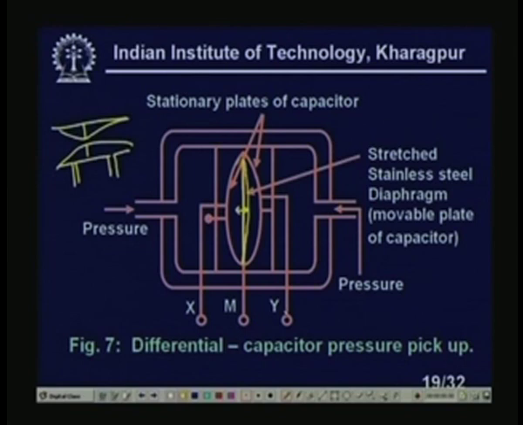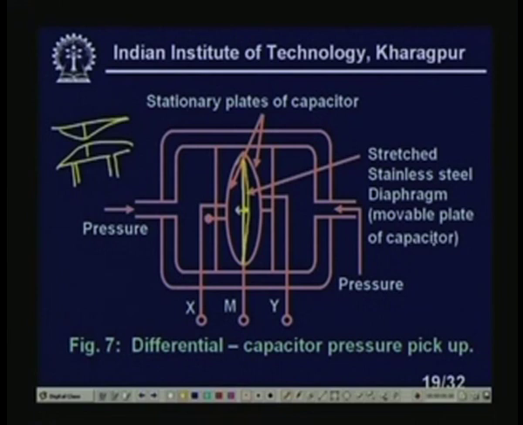So, if you put this differential on a bridge, we will see in the next slide, I will get a large bridge balance output that can be converted to a current of 4 to 20 milliamperes and transmitted. That 4 to 20 milliampere current corresponds to 3 to 15 psi of pressure, right. That is the reason I am saying stretched stainless steel diaphragm, movable plates or capacitors.